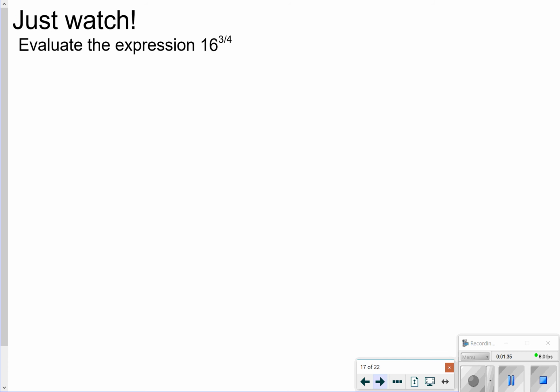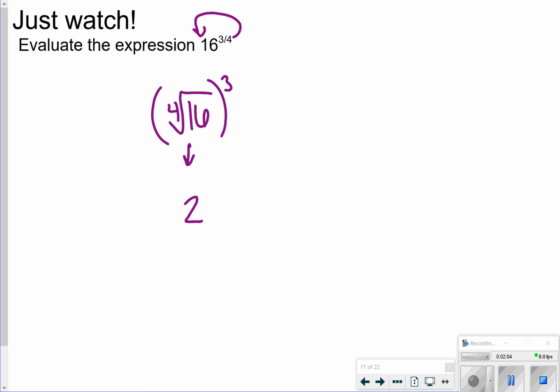Alright, so the first one we're going to do is just evaluate, and when it's written like this, which is your rational exponent, you want to go back into your radicals. So I'm going to rewrite it. Remember that the 4 would just go on the front, so we have 4, then your radical sign, then the 16, and then to the 3rd power. Now we would just solve. I know that 2 times itself 4 times is 16, so the 4th root of 16 would be 2, and then to the 3rd power would give me 8. That's all we're really doing here.